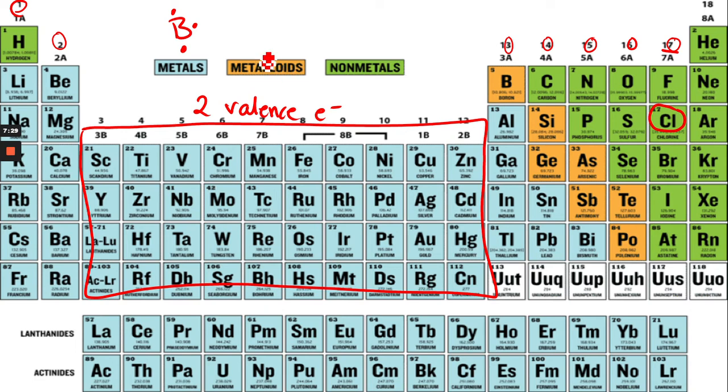Okay, let's look at strontium. Strontium's number 38 on the periodic table. It's in row 5 and group 2. So the highest energy level is 5, and it's got 2 electrons there, so it would be done.